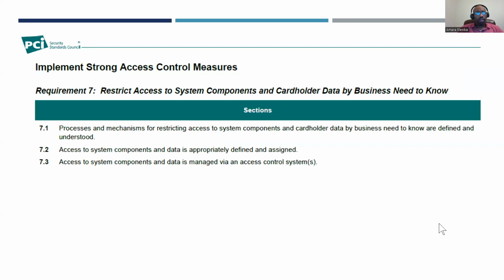All right, requirement 7. It talks about restricting access to system components and cardholder data by business need to know.